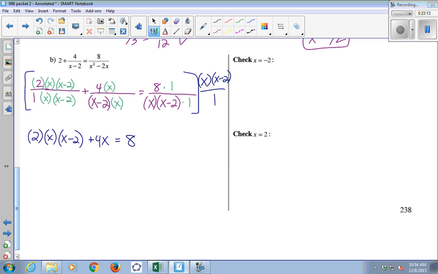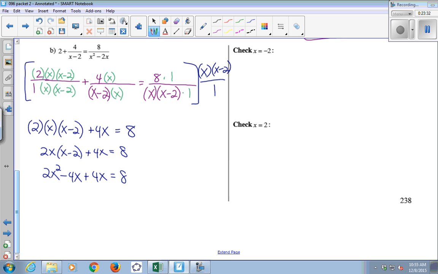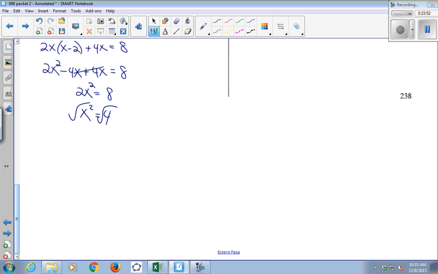Now I have to solve this equation for x. 2 times x is 2x times x minus 2 plus 4x equals 8. Distribute that 2x and I get 2x squared minus 4x plus 4x equals 8. What's negative 4x plus 4x? 0, so that just goes away, right? So I have 2x squared equals 8. Divide by 2, so I get x squared equals 4. How do you finish that? Square root both sides. Square root, so you get x is plus or minus 2.